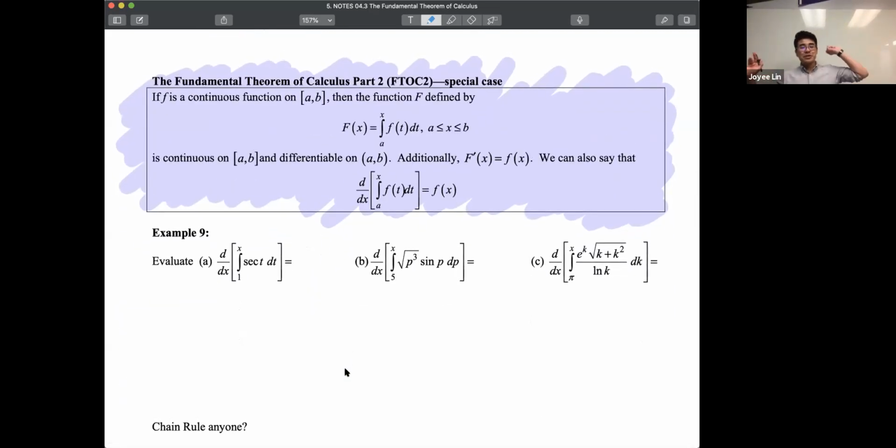Fundamental theorem of calculus part 2. This one's the most confusing part. Well, it's kind of confusing and it's not confusing. So this one's the easy part, right?